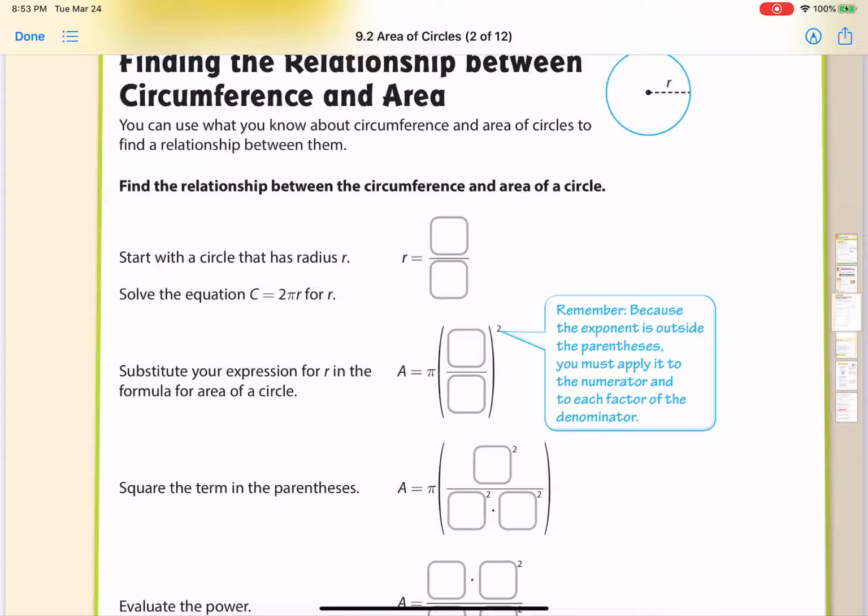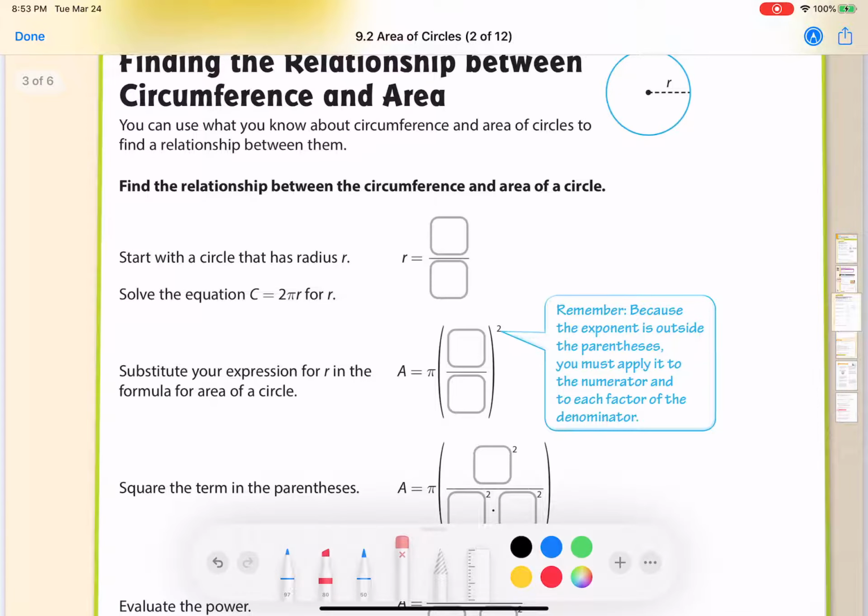And we're going to solve the equation C equals 2 pi r for r. What we have learned in the past is that to isolate a variable by itself, we have to use inverse operations. So right now, 2 pi is multiplication. To undo that, we are going to divide by 2 pi on both sides.